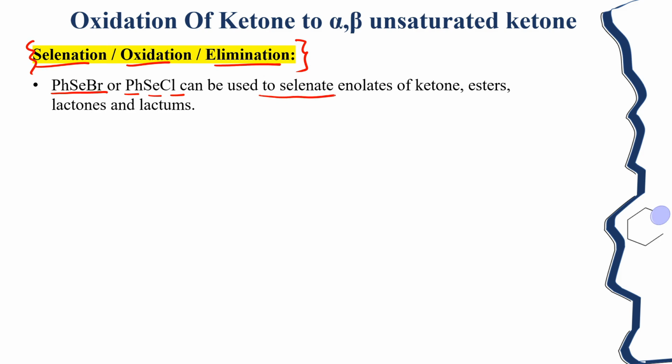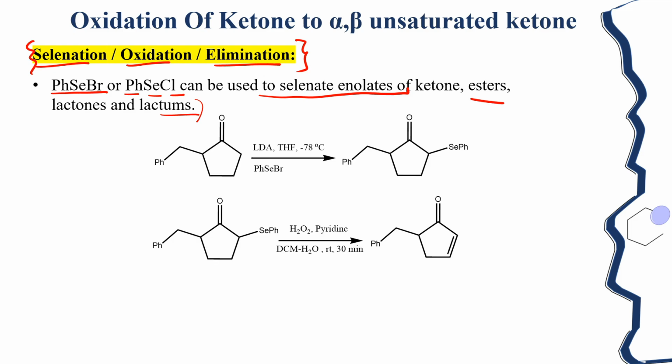This can be used to selenate the enolate of a ketone, or ester, lactones, lactams, all of which show this type of reaction. So let us see one example. As I already discussed in the previous segment, mostly that alpha beta unsaturation is observed at the lesser hindered site. So this is our starting material, and we observe this type of alpha beta unsaturated ketone. So what is happening in between? Let us see.